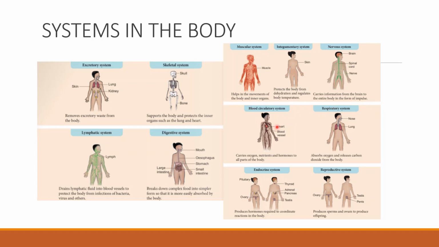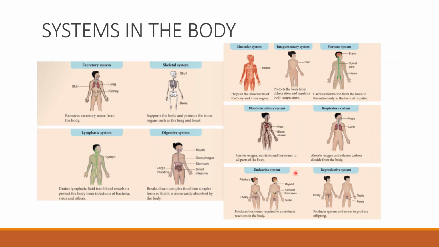So next is the blood circulatory system, which involves the heart and the blood vessels in general. It carries oxygen, nutrients, and hormones to all parts of the body. It also helps to remove carbon dioxide and excretory waste. Then there's the respiratory system, the nose and the lungs, which absorbs oxygen and releases carbon dioxide from the body.